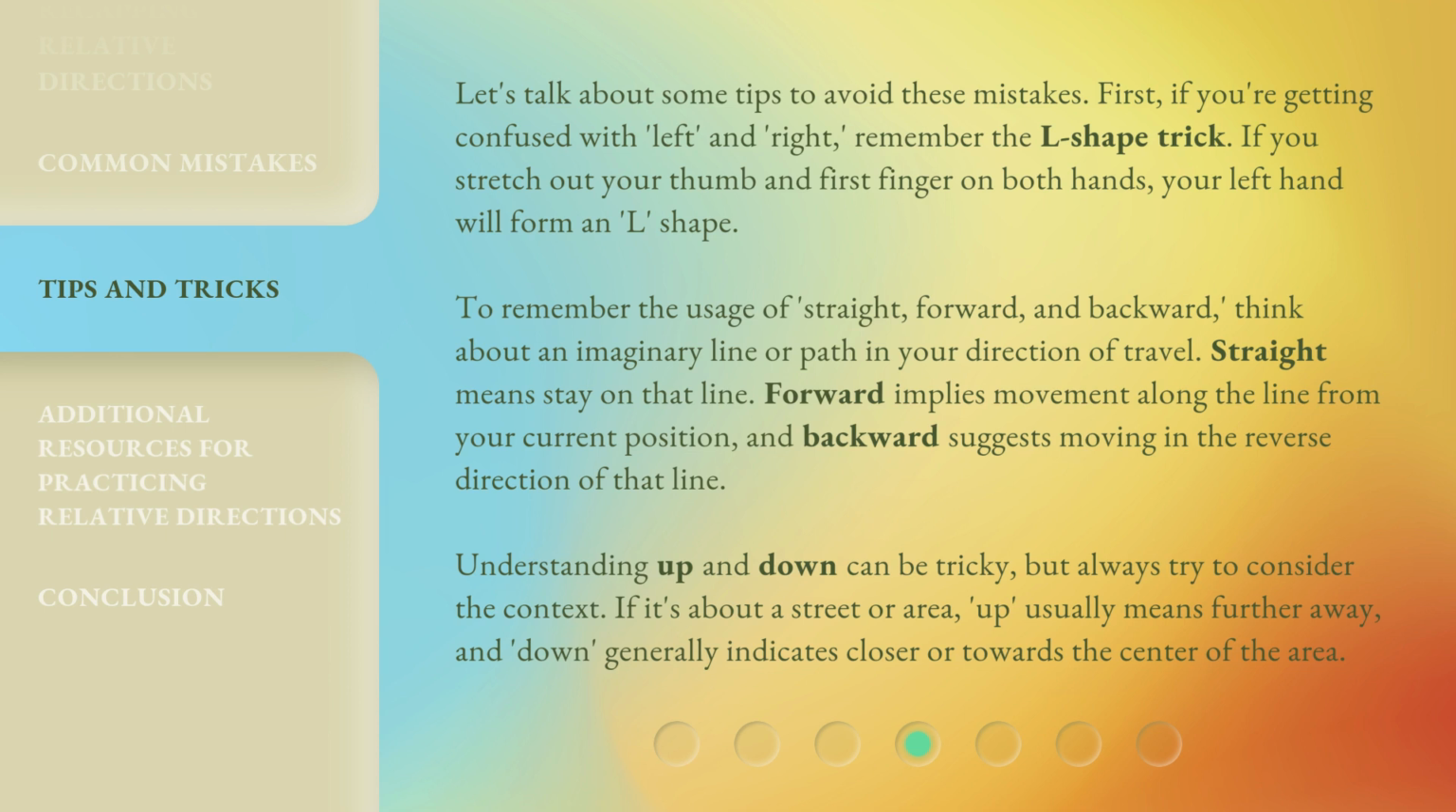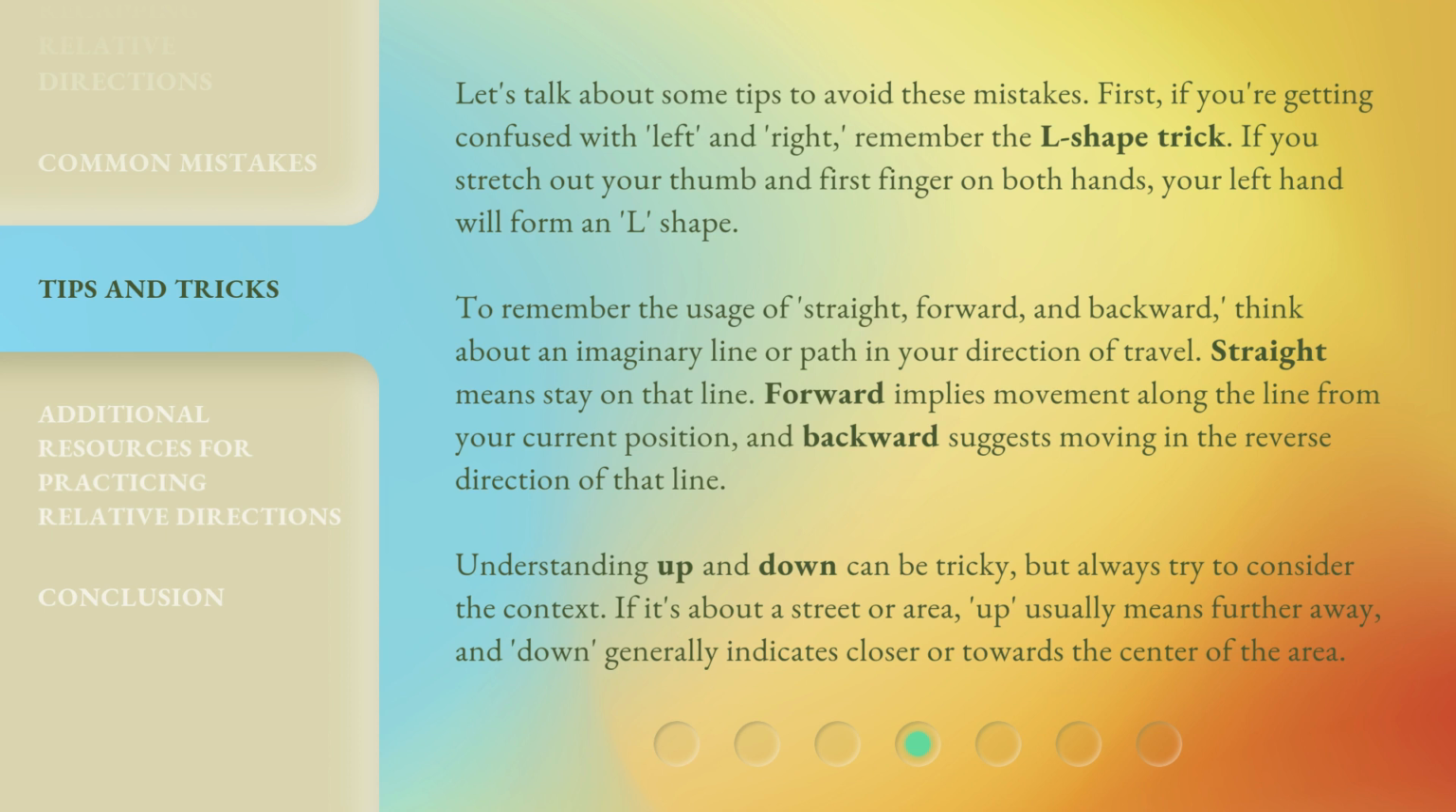To remember the usage of straight, forward, and backward, think about an imaginary line or path in your direction of travel. Straight means stay on that line. Forward implies movement along the line from your current position, and backward suggests moving in the reverse direction of that line.